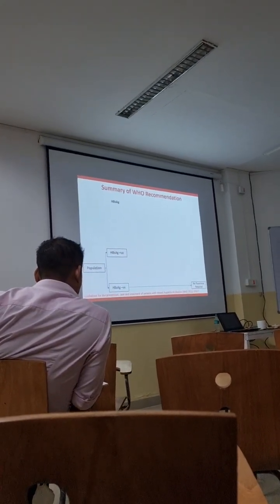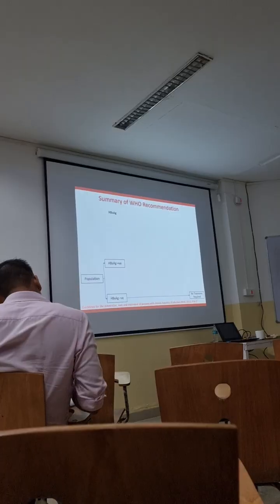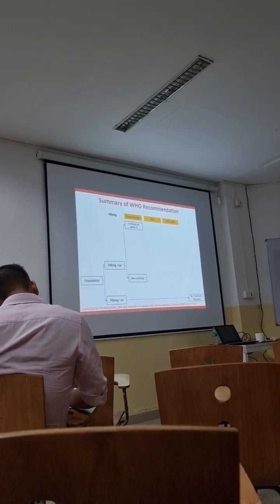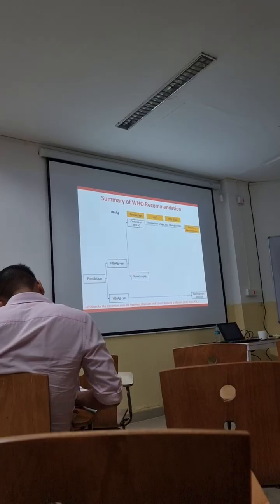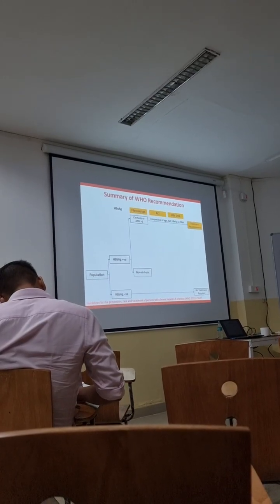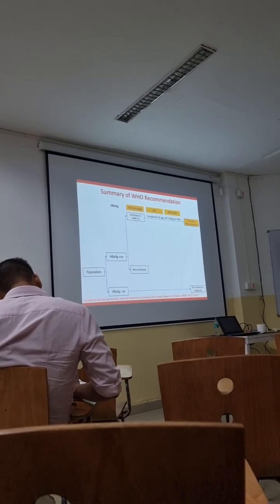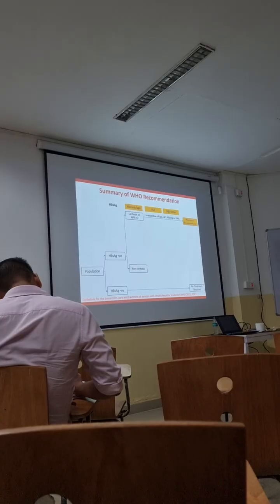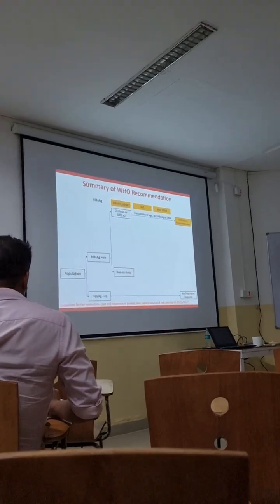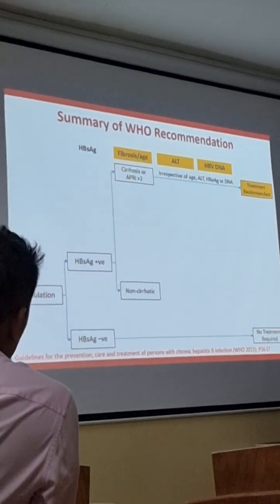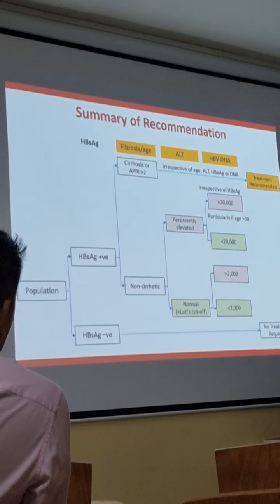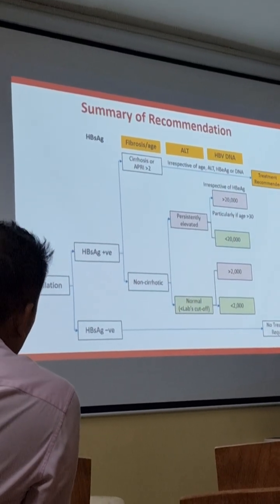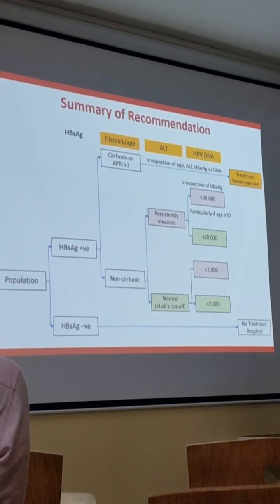If hepatitis B surface antigen is positive, then you try to find out if the patient has cirrhosis or not. If the patient has cirrhosis, then irrespective of the liver enzymes, irrespective of the age, irrespective of the viral load, you have to treat. Cirrhosis, you have to treat. Now, if the patient doesn't have cirrhosis, but the liver enzymes are persistently high and the viral load is more than 20,000, those patients also you have to treat.